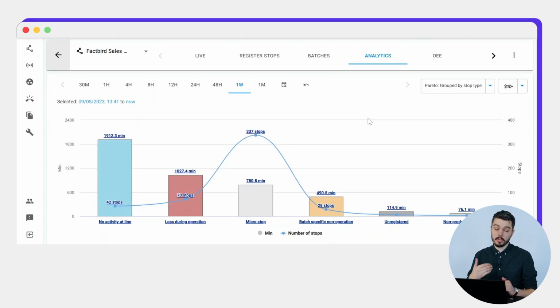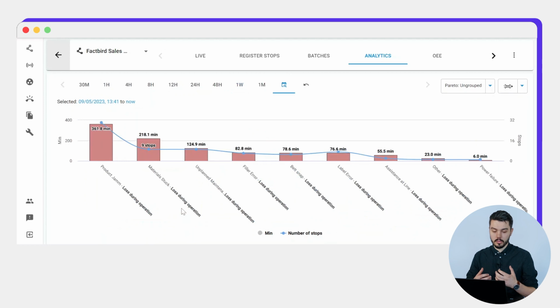And initially, we have a Pareto graph for that. So you can see we have the different stop code categories here represented by color. And the main one we'll look at is our loss during operation. This is all of your unplanned downtime that your line experiences. We can see in the last week, this line's had 70 stops for unplanned reasons, costing about 1,027 minutes.